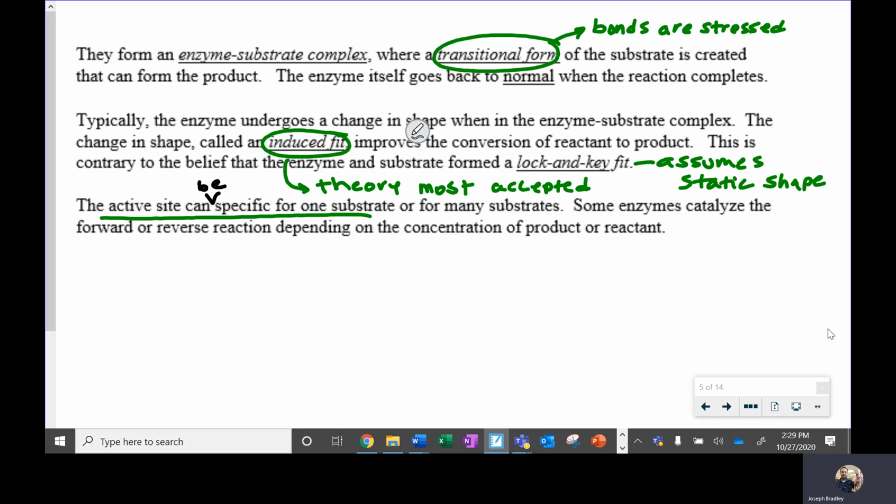Some enzymes catalyze the forward or reverse reaction depending on the concentration of the product or the reactant, meaning they can form reactant from product or product from reactant, depending on which one there is more of.